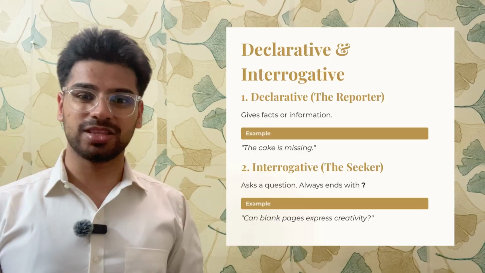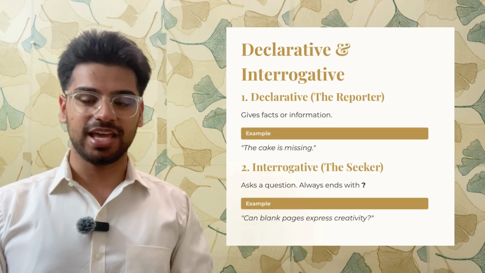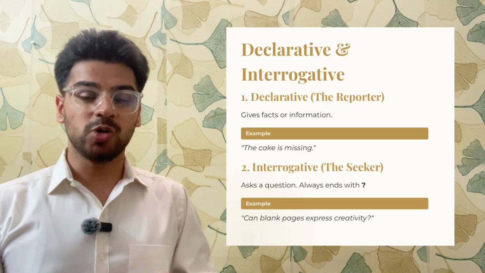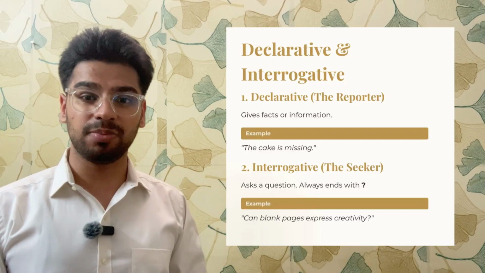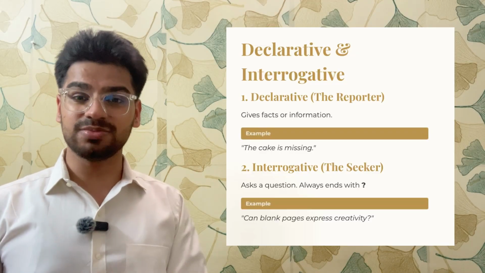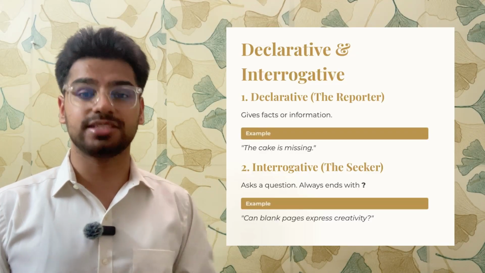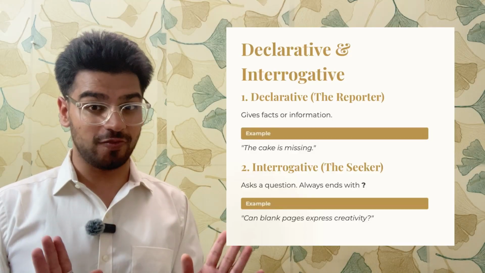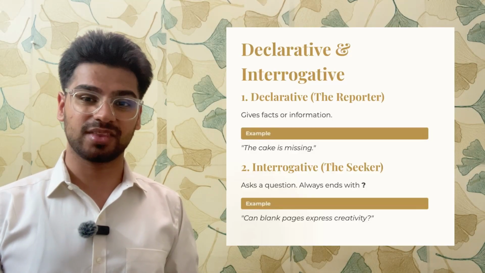Let's understand it with a funny example. If your mom asks you, who ate the cake? Your brother replies, the cake is missing. That's a declarative sentence, and also a very suspicious one.